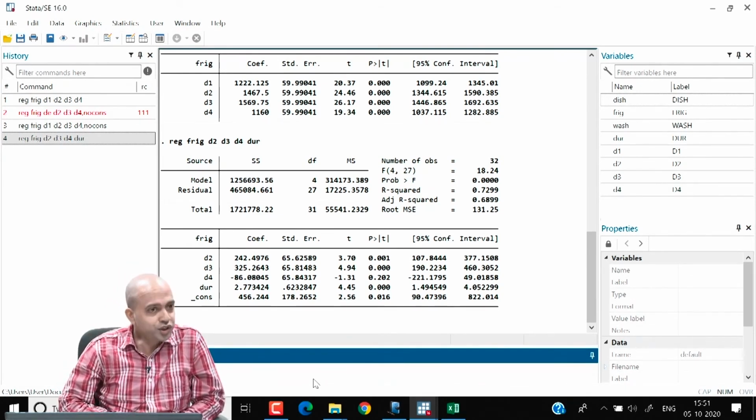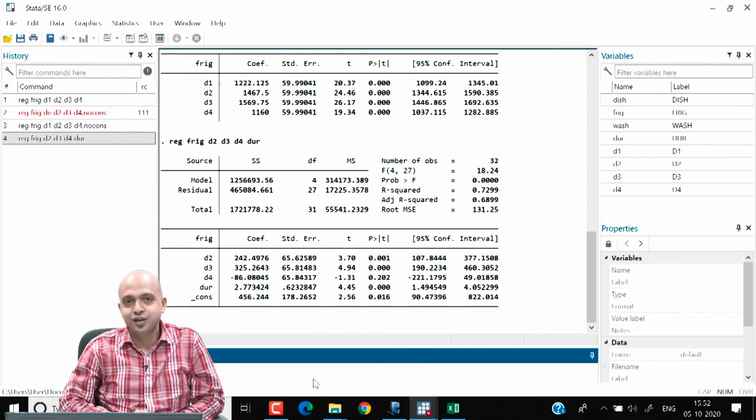unit. And one more thing you have to keep in mind, in this model we have not interacted the dummy variables with the quantitative covariate. What does it mean? It means that the responsiveness of sales with respect to durables is the same across different quarters. Okay, across different quarters. When expenditure on durables increases by 1 unit, sales will on an average increase by 2.77 unit for each quarter.